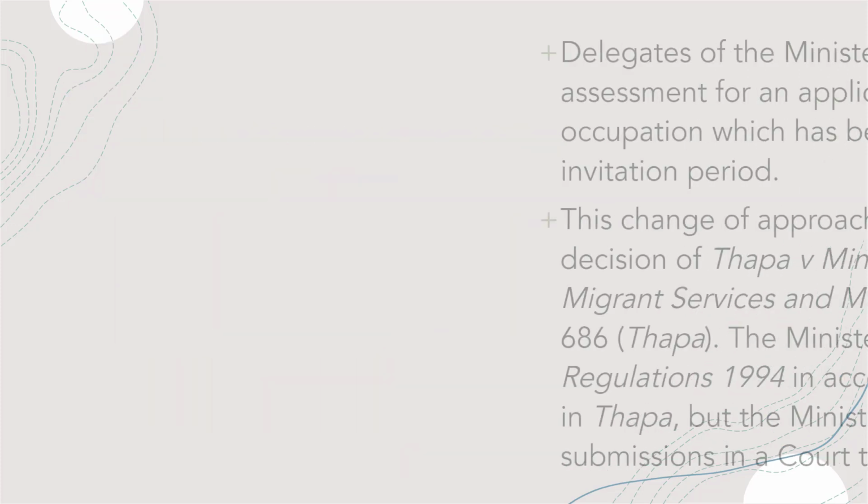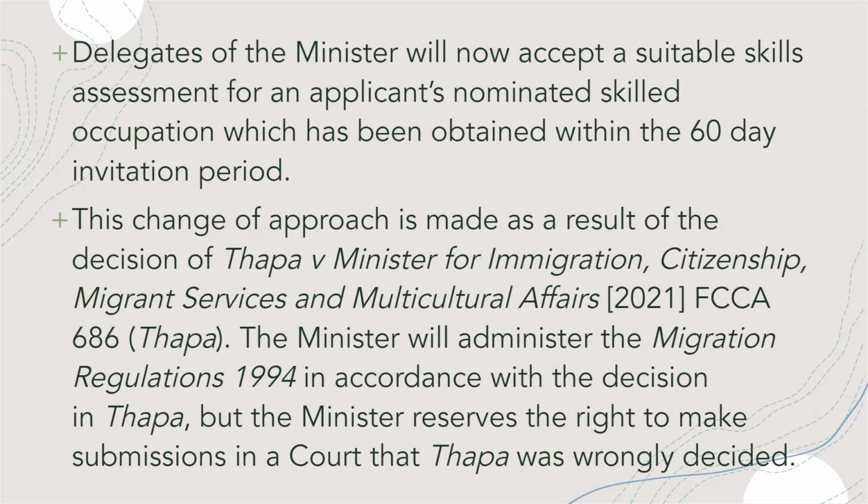in Australia. Delegates of the Minister will now accept a suitable skills assessment for an applicant's nominated skilled occupation which has been obtained within the 60-day invitation period. This change of approach is made as a result of the decision of TAPA v Minister for Immigration, Citizenship, Migrant Services and Multicultural Affairs, 2021, FCCA 686, TAPA. The Minister will administer the Migration Regulations 1994 in accordance with the decision in TAPA, but the Minister reserves the right to make submissions in a court that TAPA was wrongly decided.